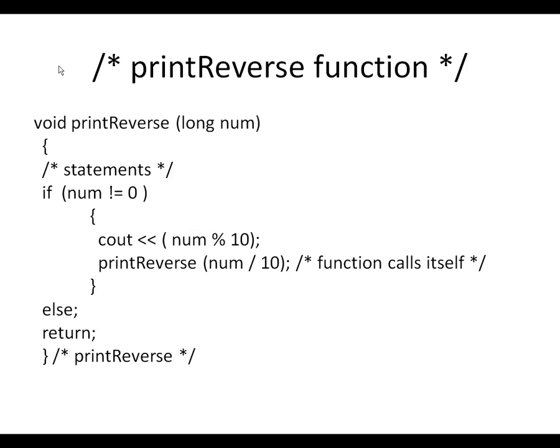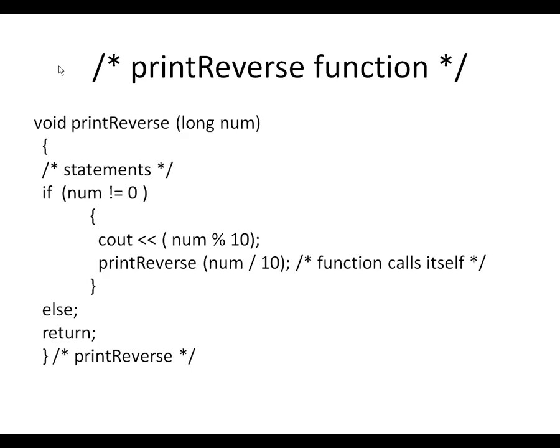Here is the reverse function. Again, the function definition starts with the type of the function, void, for printReverse. You are passing to it a long num. If num is not 0, then you want to output the last digit of the number. That's where you use the mod operator. And then you call the function printReverse and pass to it num divided by 10.